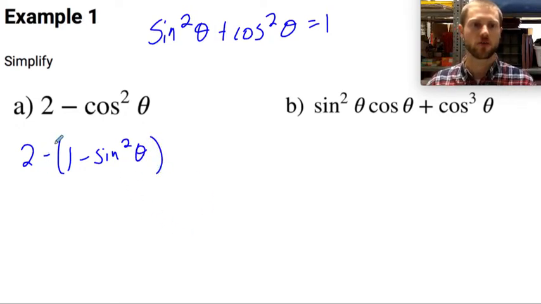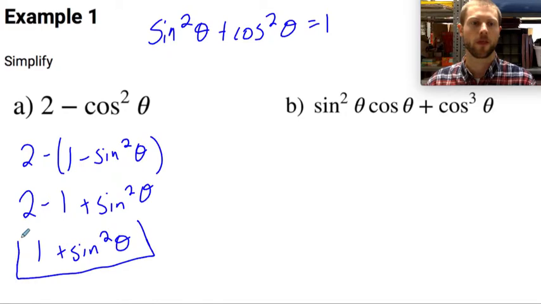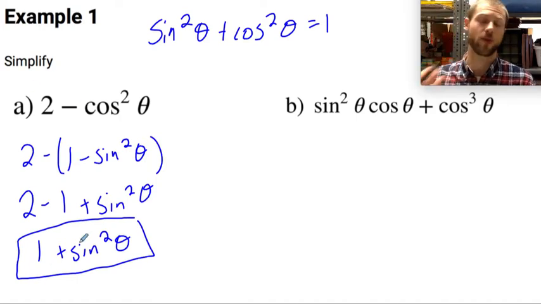If I then distribute that negative, this is going to be 2 minus 1 plus sine squared of theta. And 2 minus 1 is 1, so this is actually equal to 1 plus the sine squared of theta. So a little bit simpler. I would make the argument that this isn't necessarily any simpler than my original, but I have been able to rewrite this a different way. So, take it as you want. This next one, though, certainly can be simplified a little bit further.